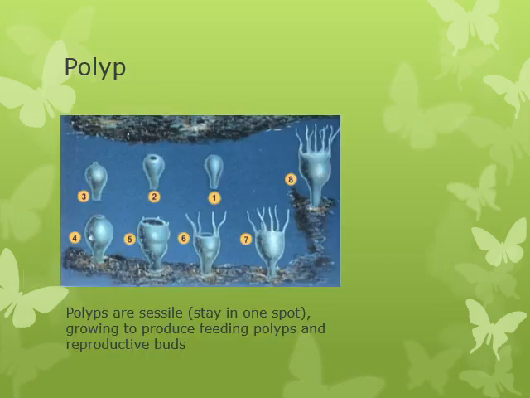So they stay in one spot. They're called sessile. They're going to grow and produce these feeding polyps. So the way they grow, have you guys, okay, I know you've done this.